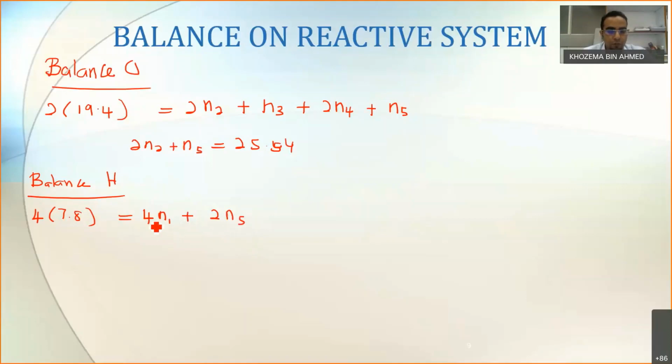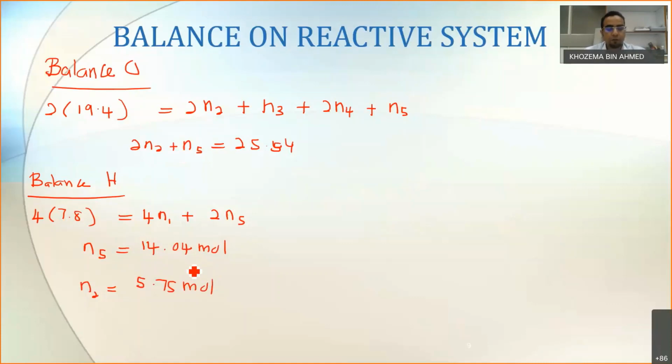I already know the value of N1, which is 0.78, and I can substitute that value and find the value of N5 is equal to 14.04 mole. Now that I've gotten the value of N5, I can put it in this equation and I can find the value of N2 is equal to 5.75 mole.